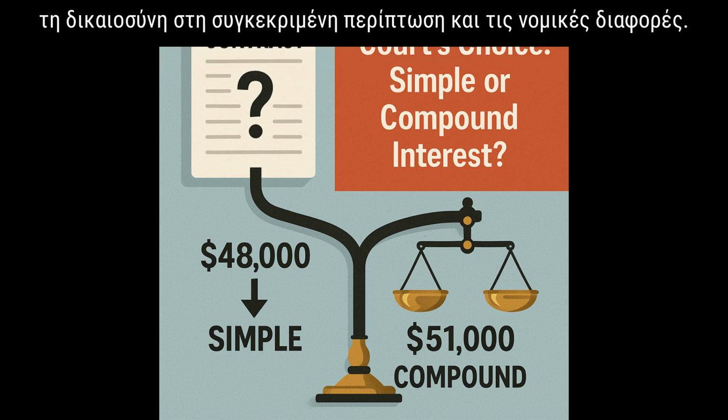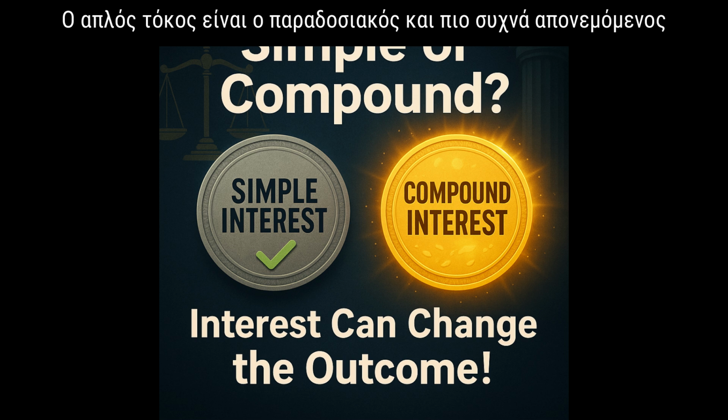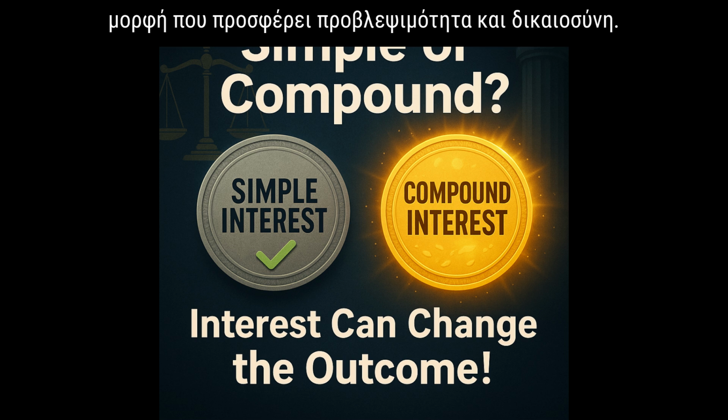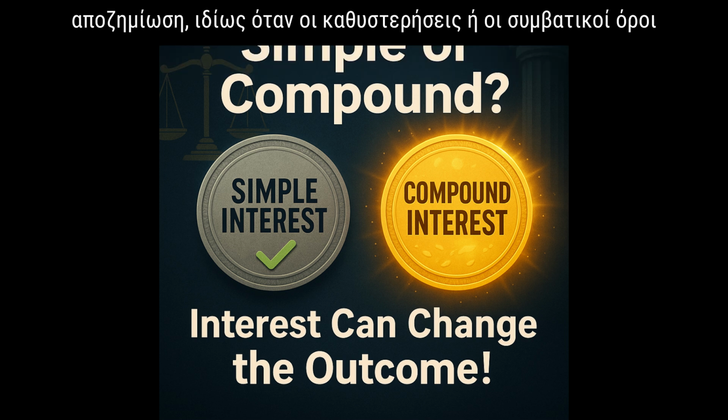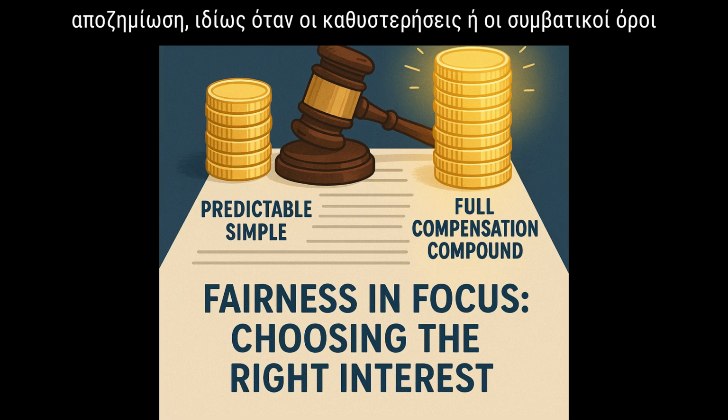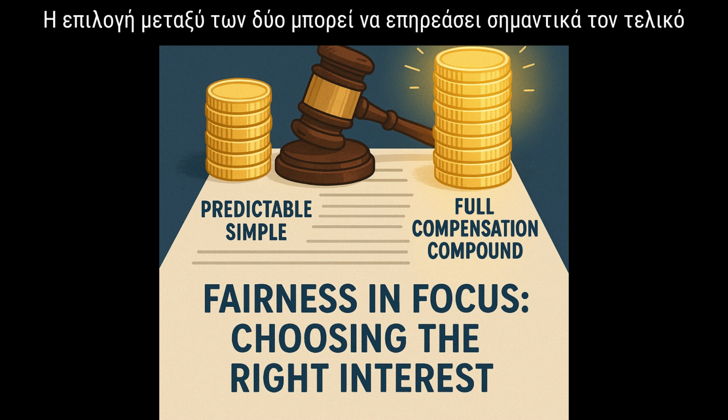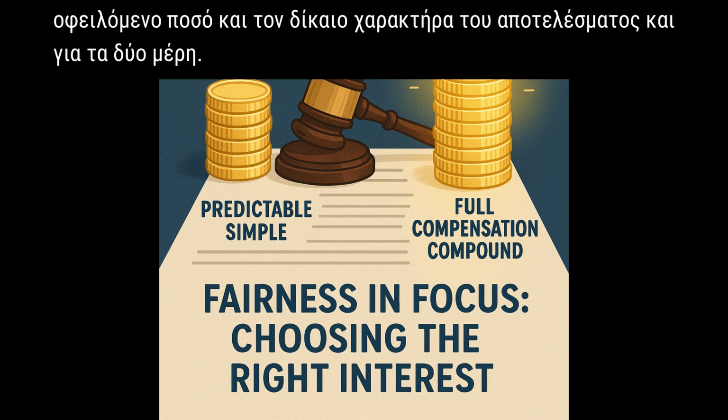In legal disputes, simple interest is the traditional and most commonly awarded form, offering predictability and fairness. Compound interest is less common, but may be awarded to ensure full compensation, especially where delays or contractual terms justify it. The choice between the two can significantly impact the final amount owed and the fairness of the outcome for both parties.